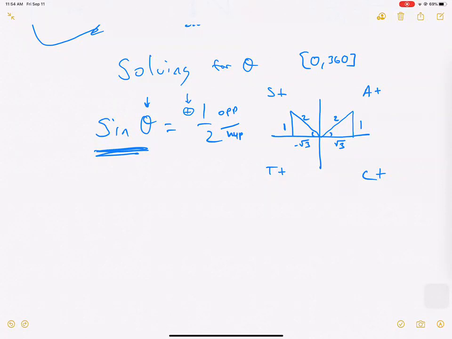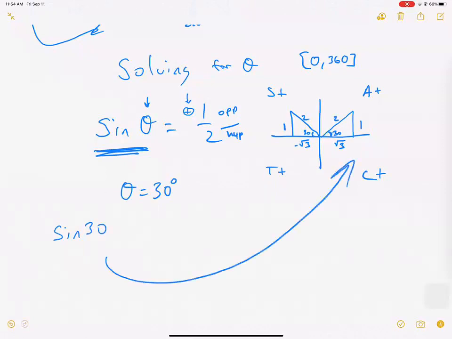Now, we're going to move on. What type of angle is my first triangle? What type of angle sits in this corner? We said square root of 3 is always 30. So theta is going to be 30 degrees. If I write sine of theta, so sine of 30 degrees, isn't that this triangle here? That's 30 degrees. And the sine would be opposite 1, hypotenuse 2.